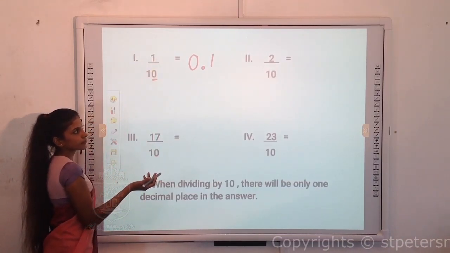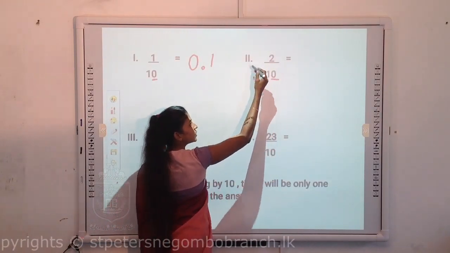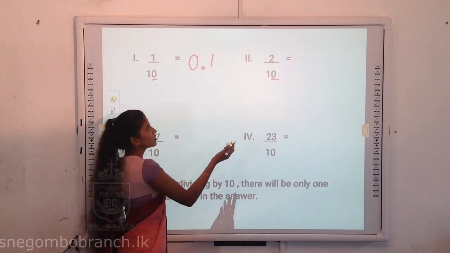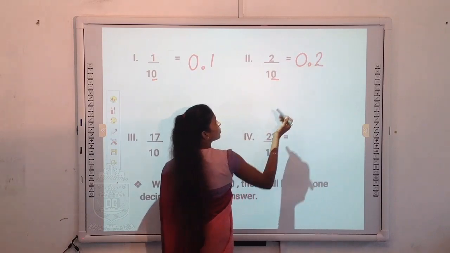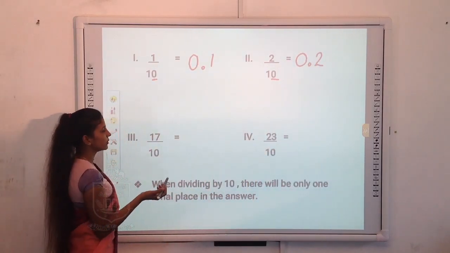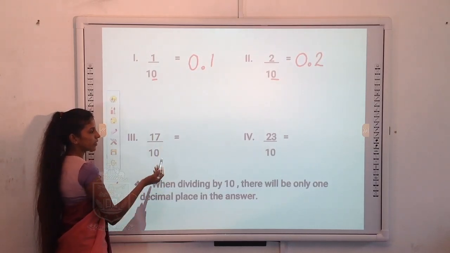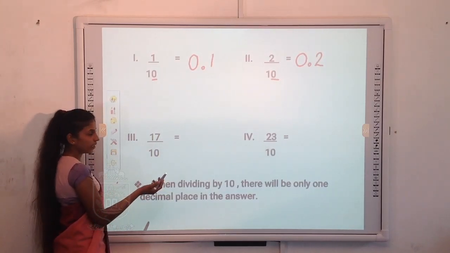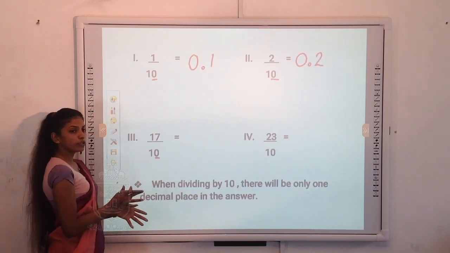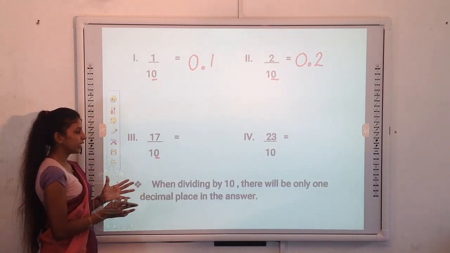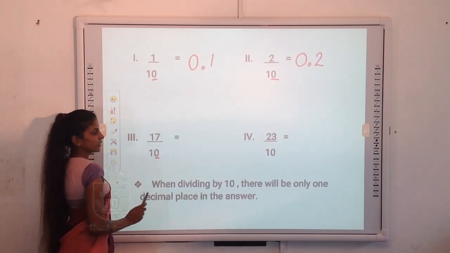Second example, there also you have 1 zero, but now what is the number here? 2. It's not 1, it is 2. So you can write it in decimal format as 0.2. 1 zero, 1 decimal place. What about this third example? There you have 2 numbers in the numerator, that is 17 over 10. Always keep in your mind, when you are dividing by 10, there will be only 1 decimal place in the answer.